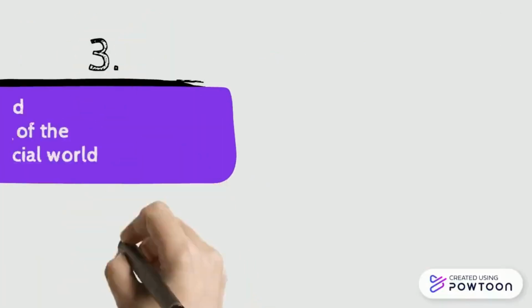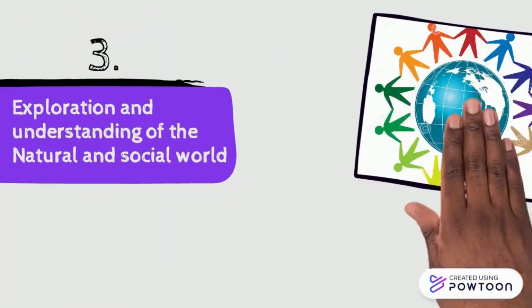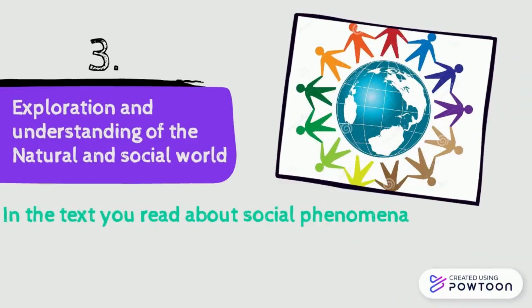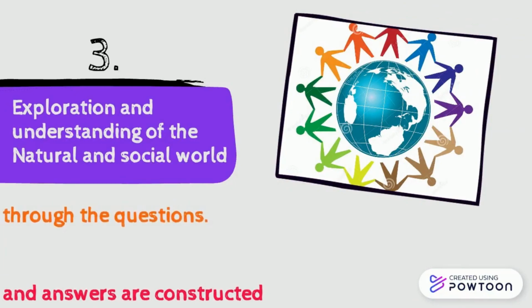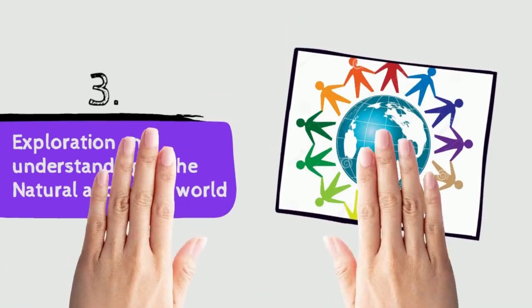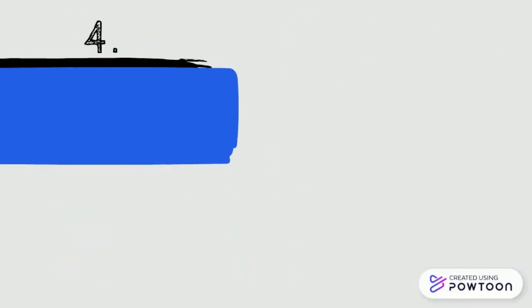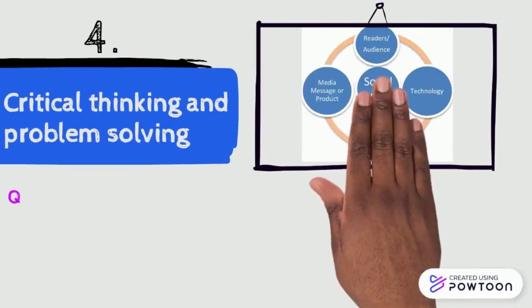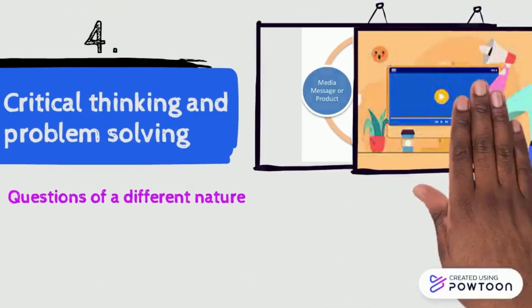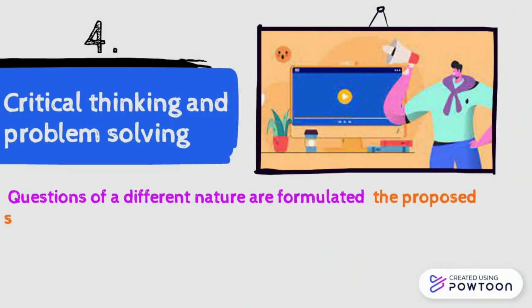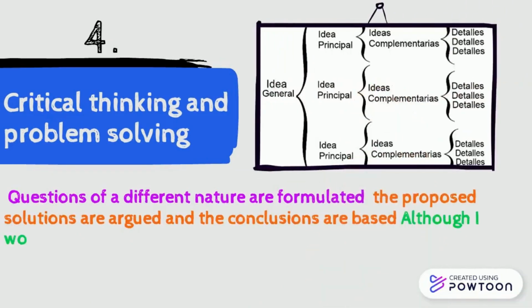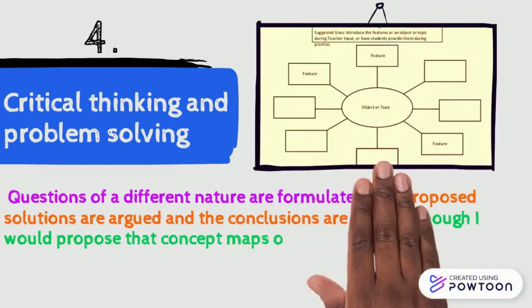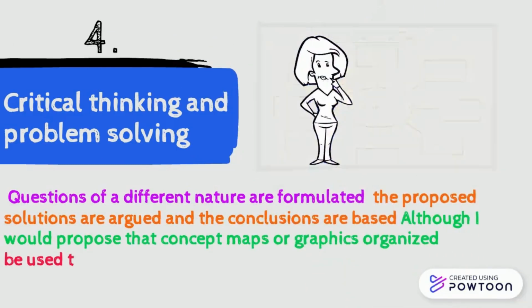Number 3. Exploration and understanding of the natural and social world. In the text, you read about social phenomena. Complex questions are formulated, analyzed and carried out, and answers are constructed through the questions. Number 4. Critical thinking and problem solving. Questions of a different nature are formulated. The proposed solutions are argued and the conclusions are based. Although, I will propose that concept maps or graphics be used to carry out understanding activities.